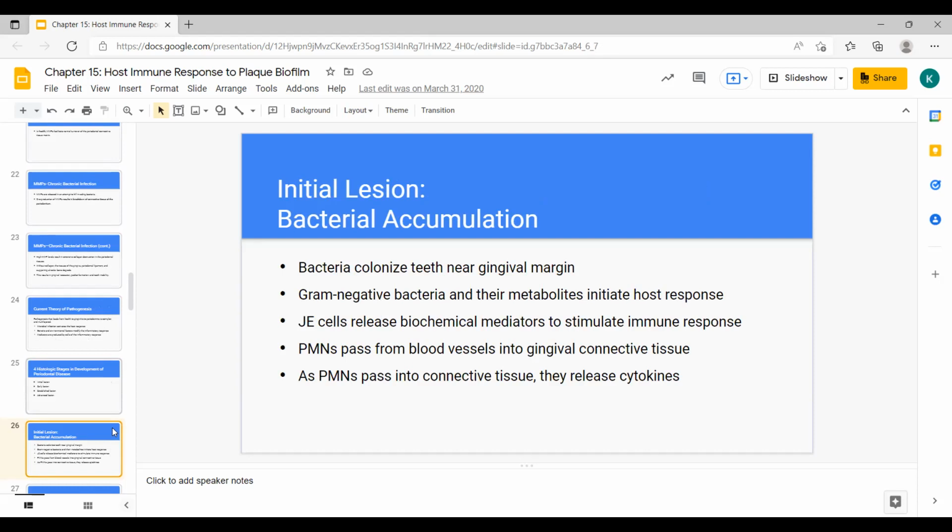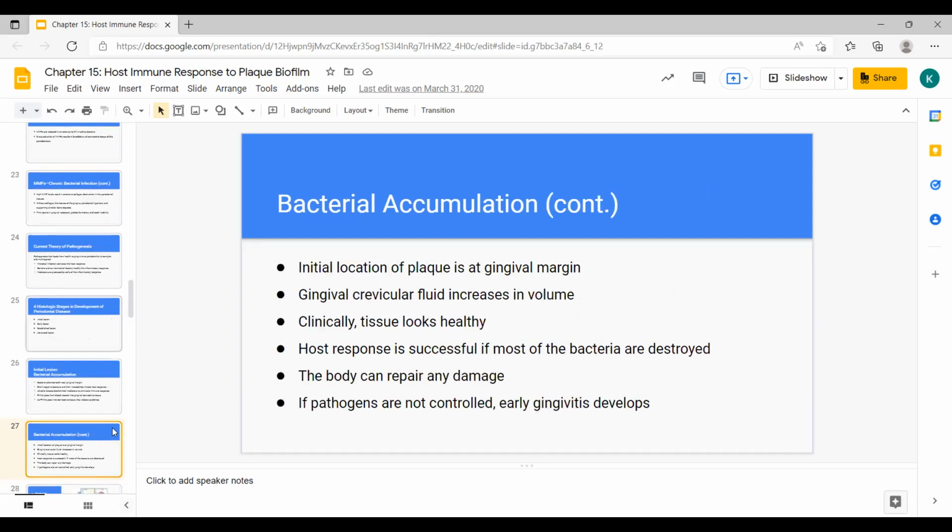Junctional epithelium cells release a biochemical mediator to stimulate the immune response. The PMNs pass from the blood vessels into the connective tissues, and as the PMNs pass into the connective tissue, they release our cytokines, okay? And the initial location of plaque is at the gingival margin. The gingival crevicular fluid increases in volume.